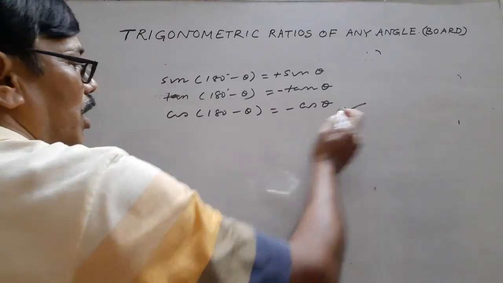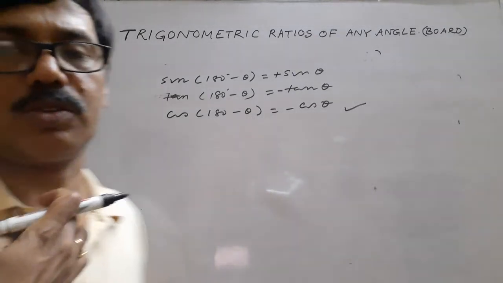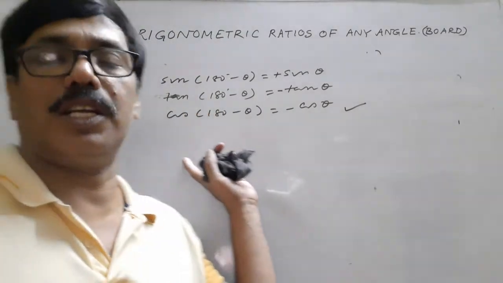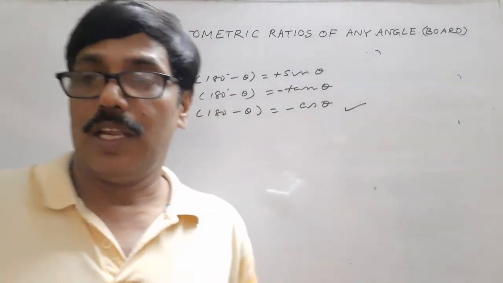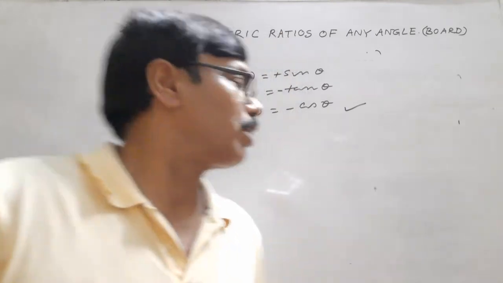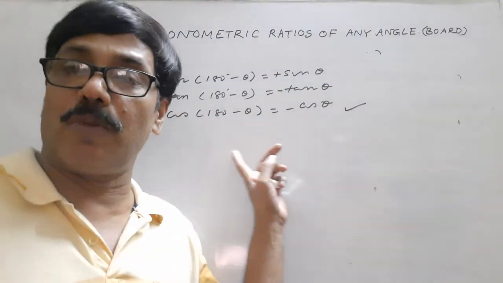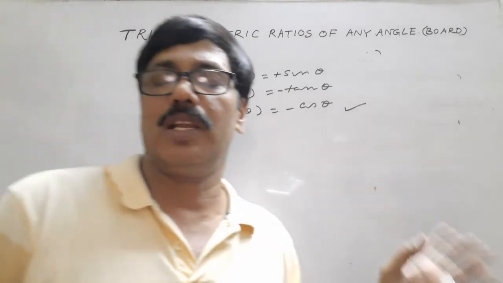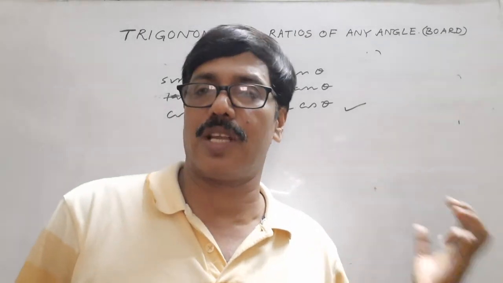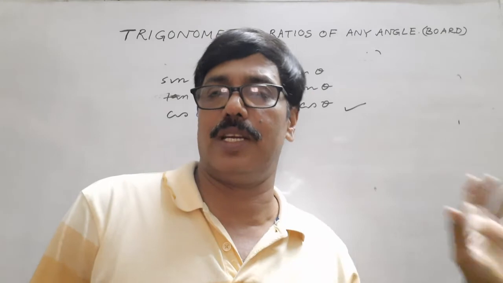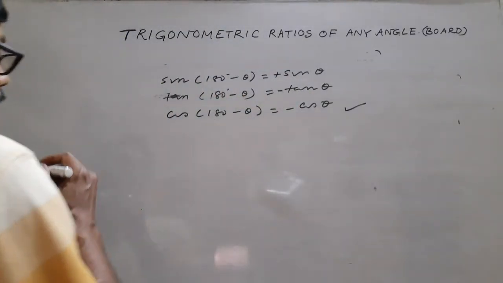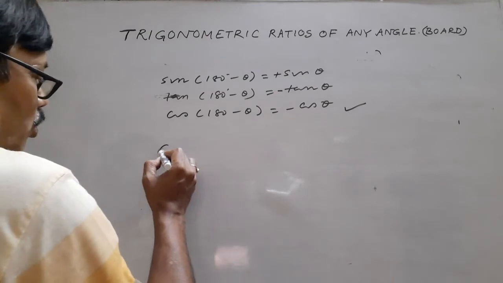So you can apply rule 2 here also. If theta is associated with a multiple of 180, the trigonometric ratio will remain unchanged. In some books, it may be stated in this way. Now for negative trigonometric ratios.